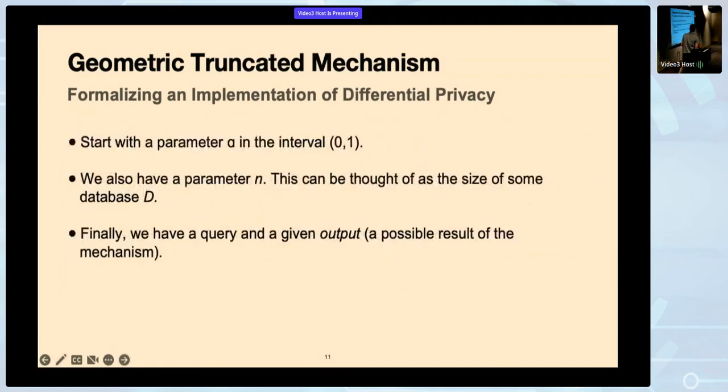Okay, so the geometric truncated mechanism has a couple of parameters. Mainly, we have alpha, which is in the interval 0, 1, and then we also have a parameter n. It's a good idea to think of n as the size of your database, because, as we'll see, the geometric truncated mechanism is going to truncate all query results greater than n back to n. So if you don't want to lose accuracy in your query results, it would be a good idea to set this parameter to the maximal query that you could actually obtain from your database. Finally, we obviously need a query, and then we have a given output, which is really just a possible result of the mechanism.